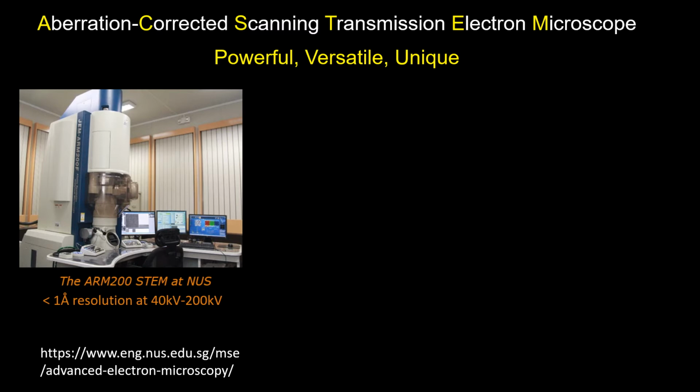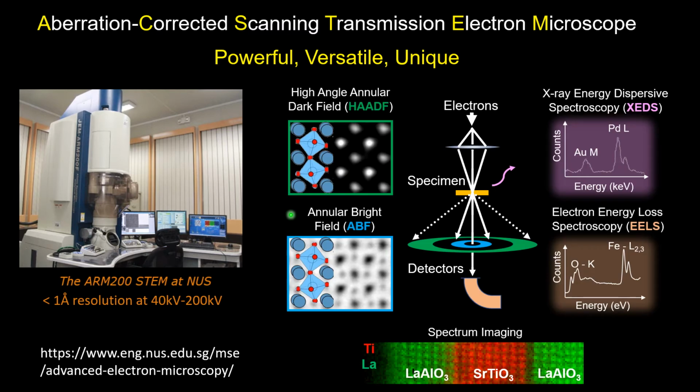And we have such a microscope in NUS. It's called aberration-corrected scanning transmission electron microscope, or AC-STEM in short. It is extremely powerful in terms of resolution, and is also highly versatile. Here is a schematic showing how it works.